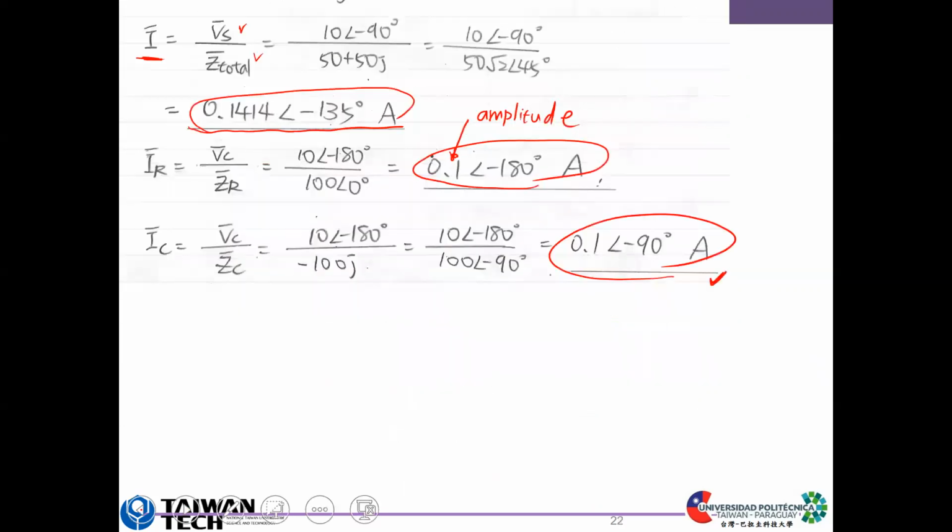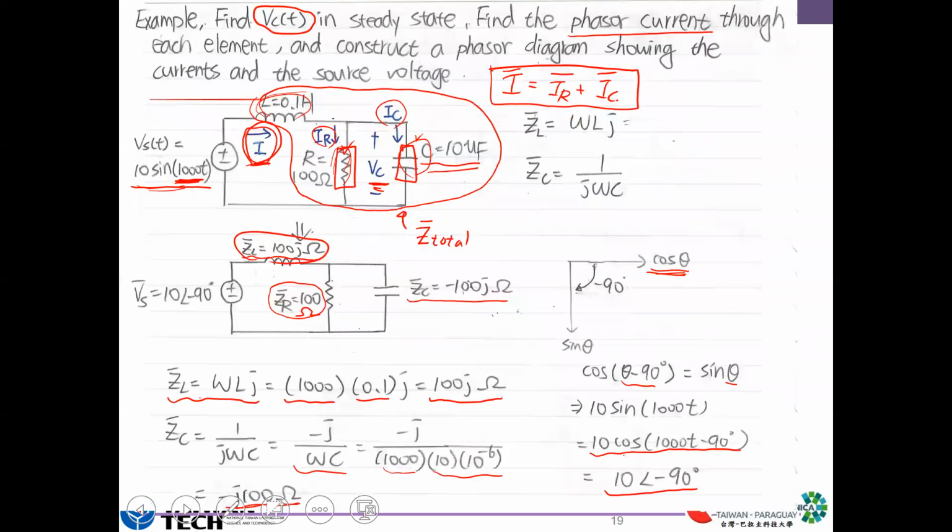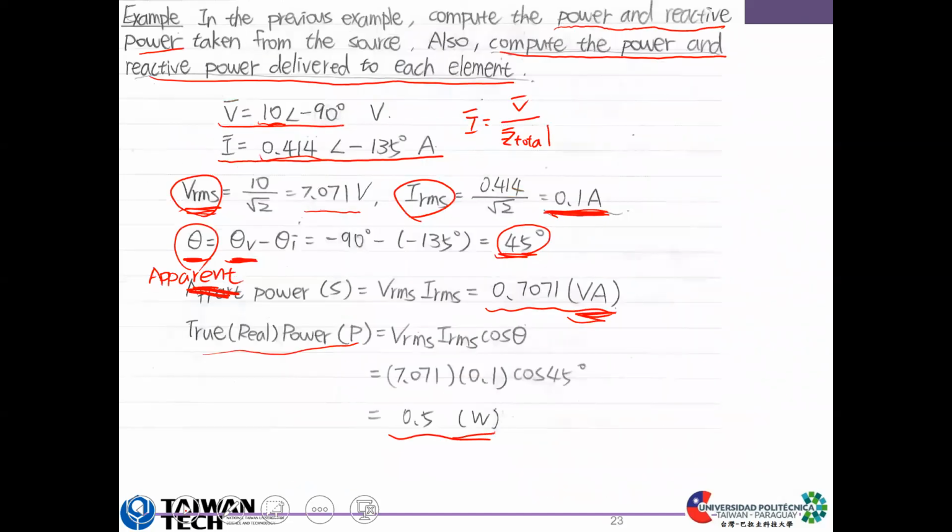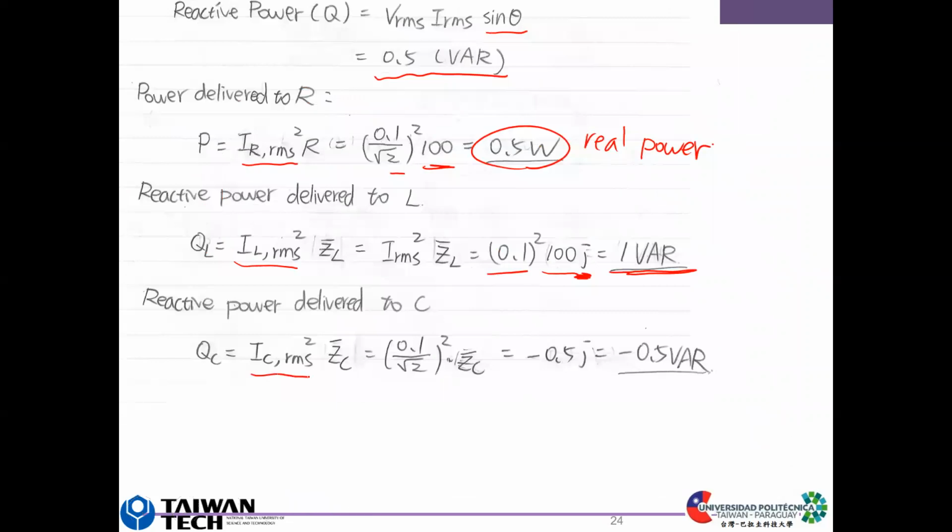And the reactive power delivered to C. We apply the same concept: IC RMS squared multiplied by the impedance of the capacitor, which is minus 0.5j, and equals minus 0.5 VAR. So this is the reactive power of C.